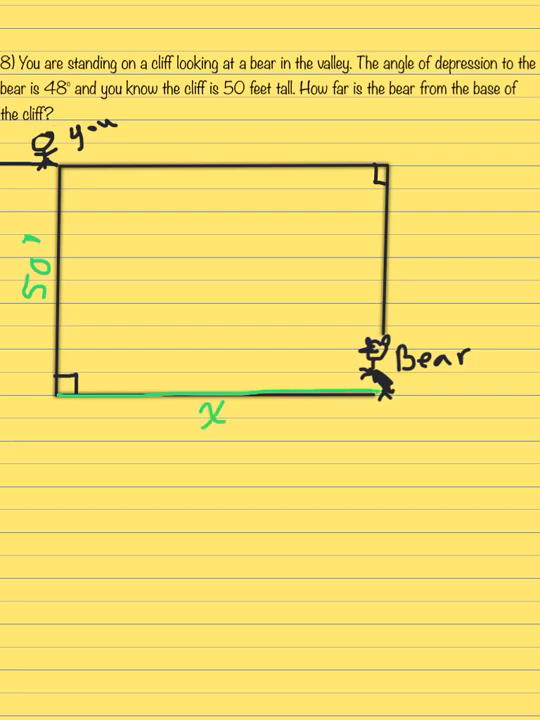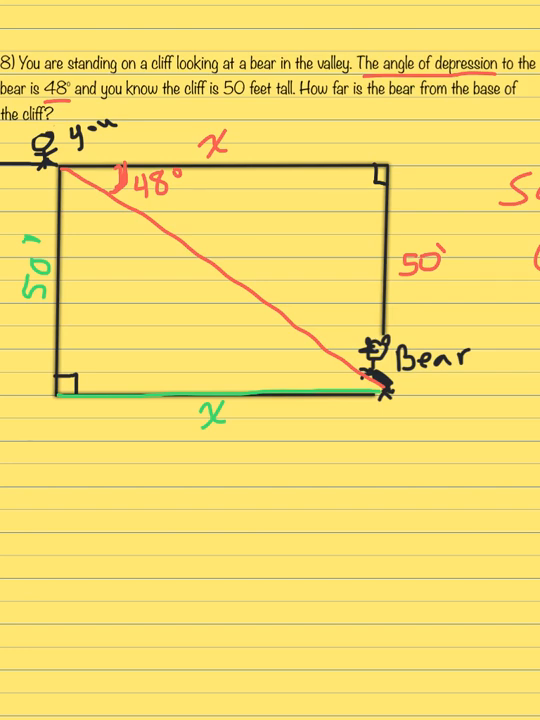Now, think about what we have here. It's actually a rectangle, which makes all the opposites the same. So this over here is 50. And this up here is x. Now we need to deal with that angle. The angle of depression from you to the bear. Depression means going down. So the angle of depression is this angle right there, 48 degrees. Once you figure that out, then you can decide SOHCAHTOA and solve.